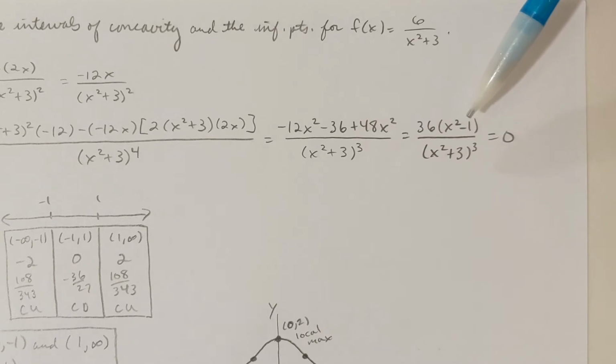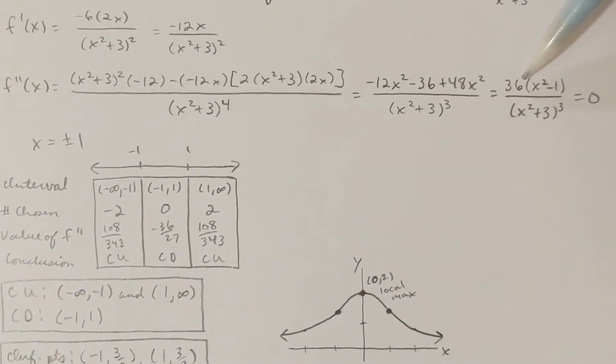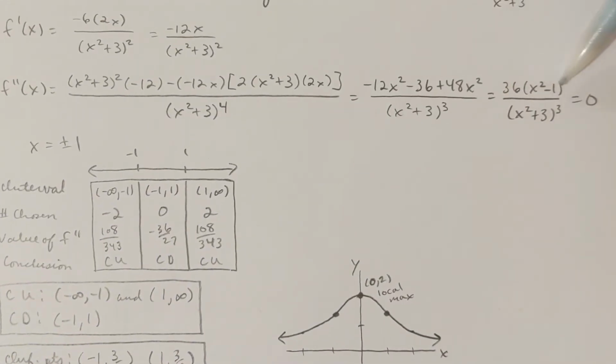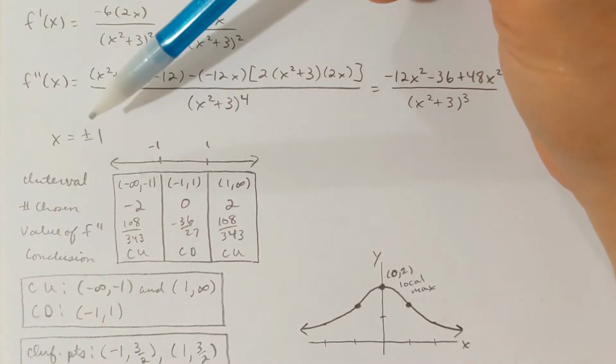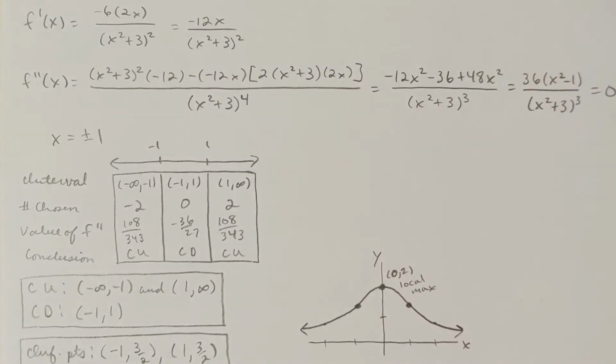Okay, set that equal to 0, and you want to solve for x. You can multiply both sides by the denominator. That'll clear out the fraction there on the left. And divide by 36. X squared minus 1 equals 0 means that x squared would be equal to 1, or x would be plus or minus 1.